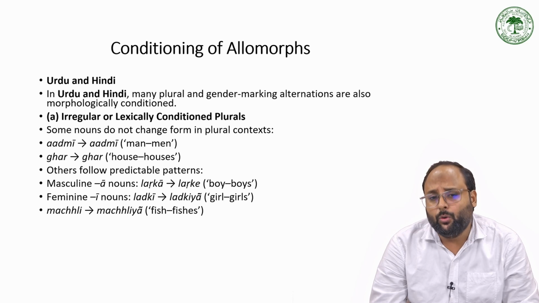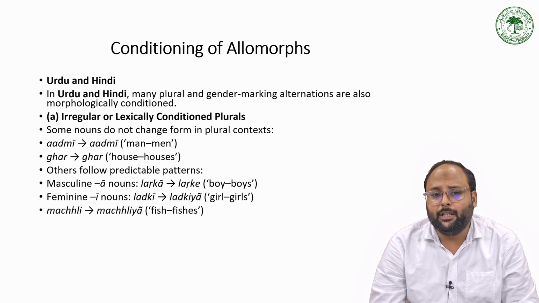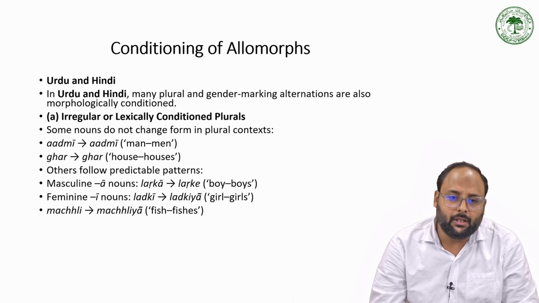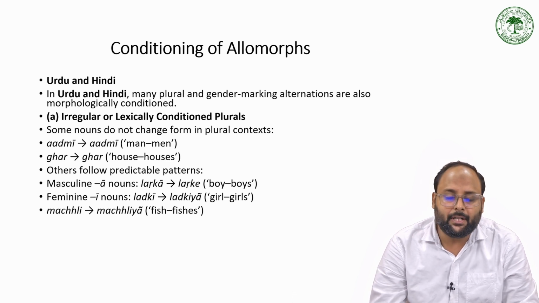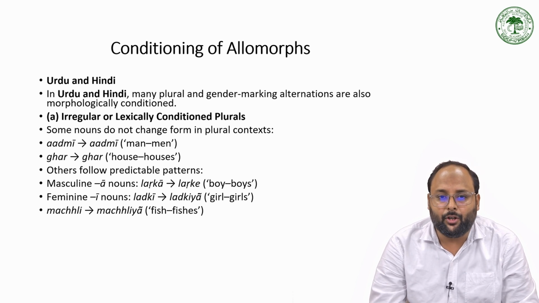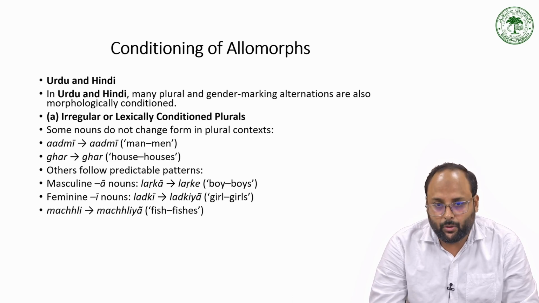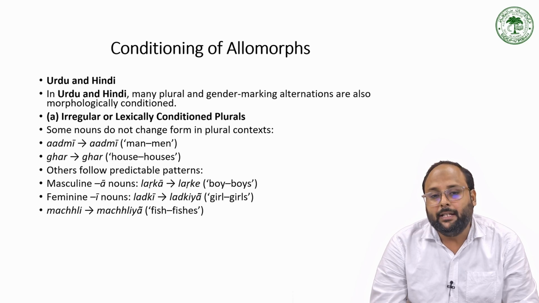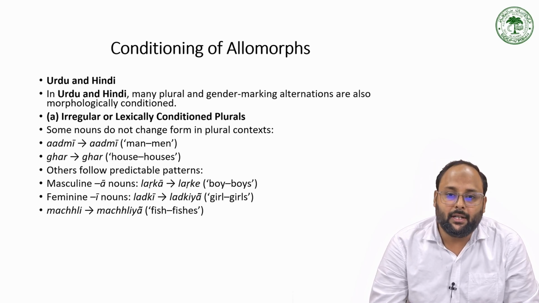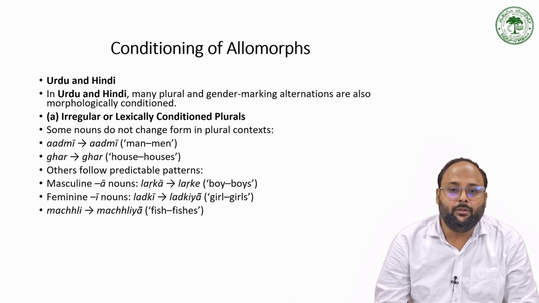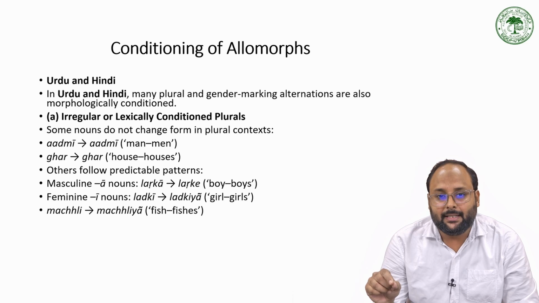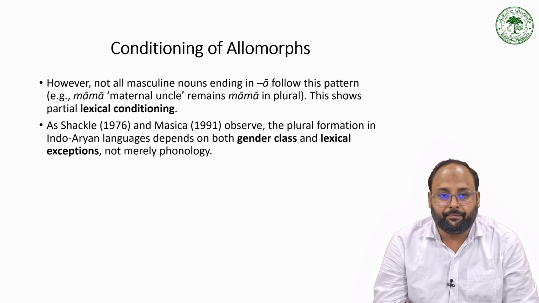These are examples from Urdu. Admi becomes admi, which does not change its form to make it plural, and ghar becomes ghar. There is no change in the form to make it plural. These are irregular patterns, or irregular plurals, and they can be understood only by the grammatical requirement or the morphological alternation. There is no phonological condition. There is no change. So we can add this example as morphologically conditioned.